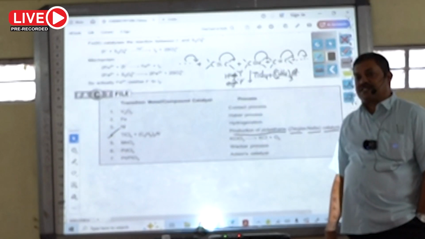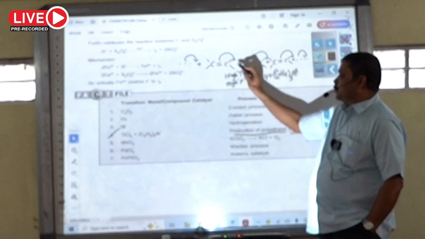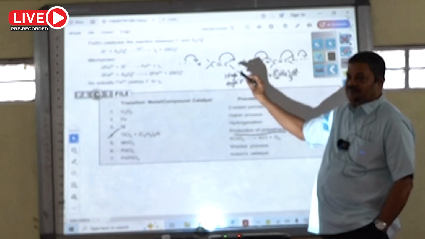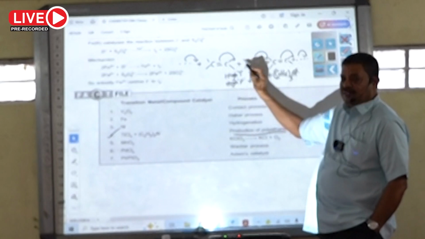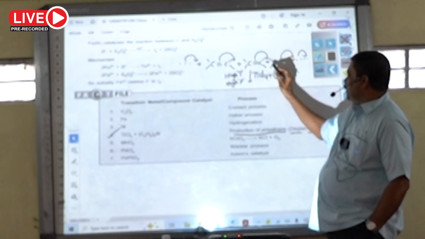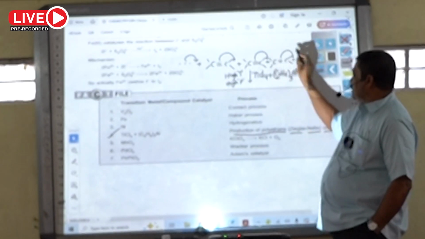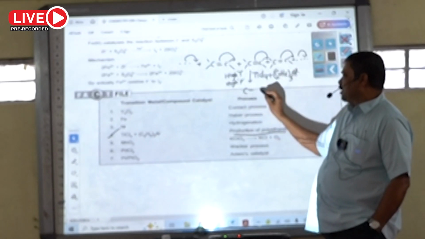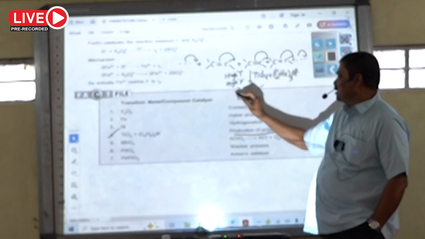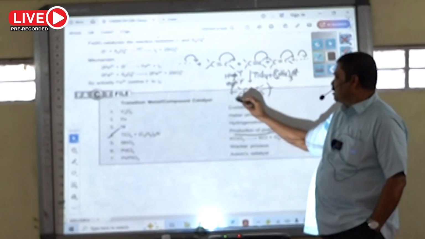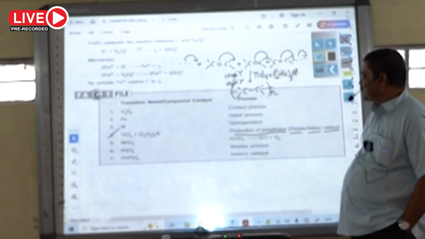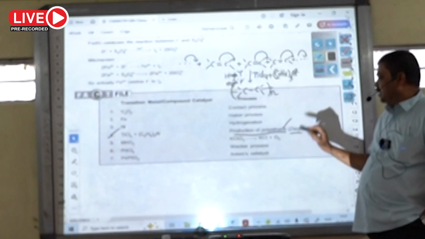So when the pi bond shifts, there is a bond formed between these two units, because this pi bond is coming in between these two. And this pi bond shifts like this. That means all the units are joined with each other n times. This is polythene.